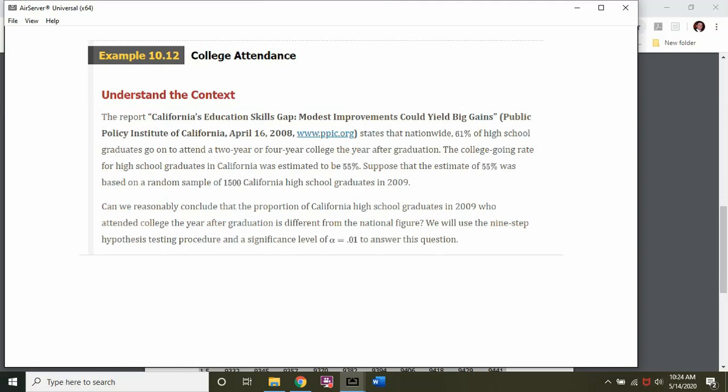Okay, so again, we're given the alpha level, and look at the way the question's asked. Is there evidence, can we reasonably conclude that the proportion of California graduates who attend college the year after graduation is different from the national figure? We're testing against the national figure. That's the 61%. But think about how we're going to set up the alternative hypothesis here.